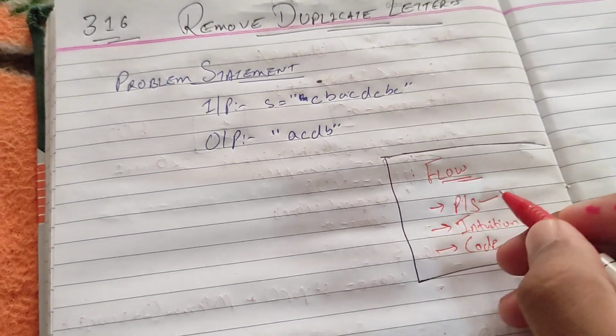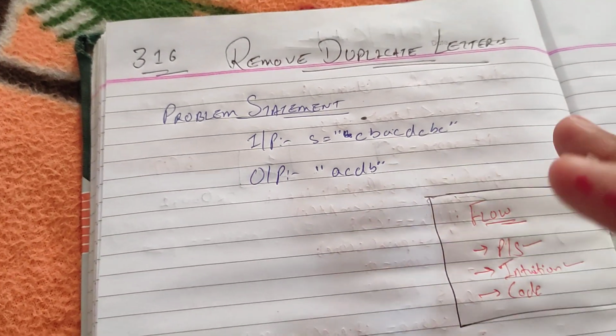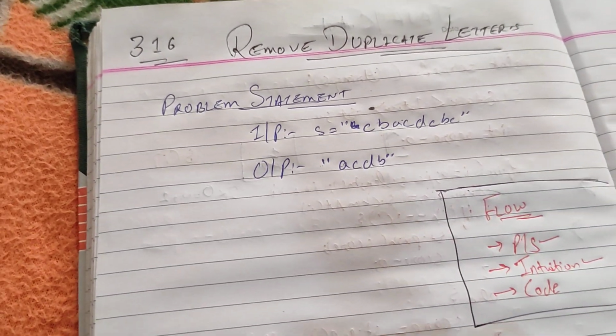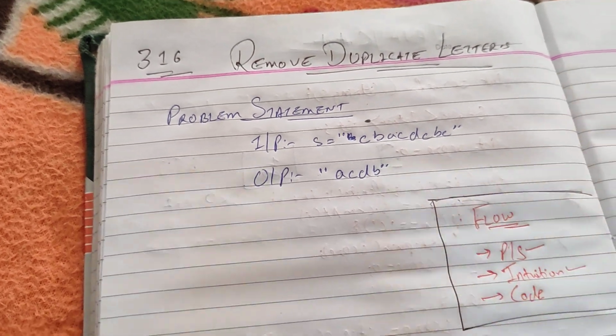So our flow: first of all, the problem statement is clear. Now you are wondering what data structure we will use to solve this problem. That's the main thing over here. Ladies and gentlemen, the data structure we are going to use is a simple stack. Now you ask how?